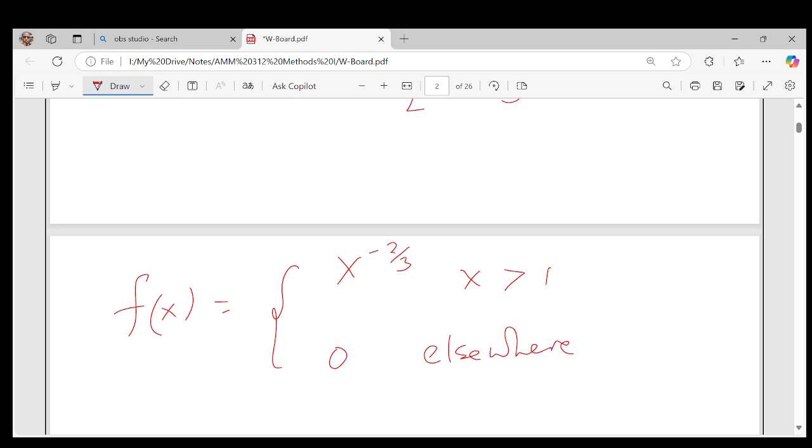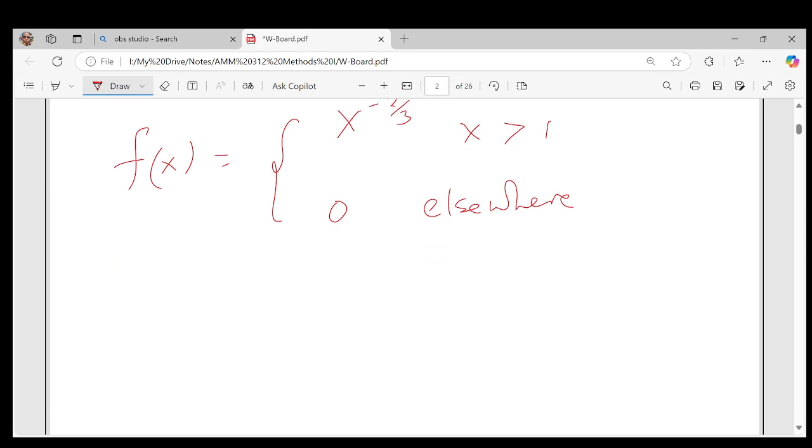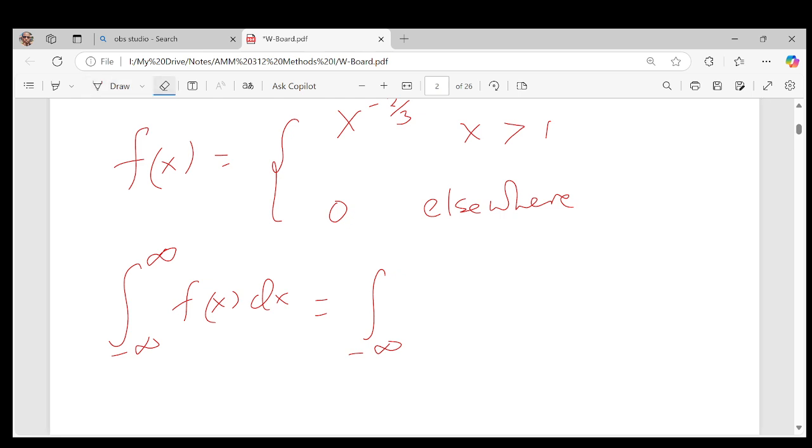So this function is not absolutely integrable. And we can verify this. We need to work out the integral from minus infinity to infinity of f of x dx. So in this case, if we write the integral from minus infinity all the way up to 1, in this section the function is 0.